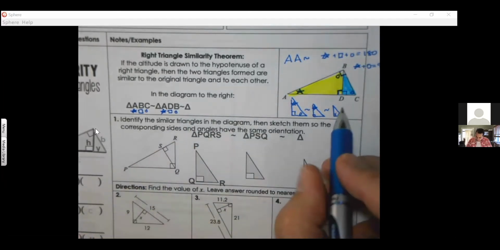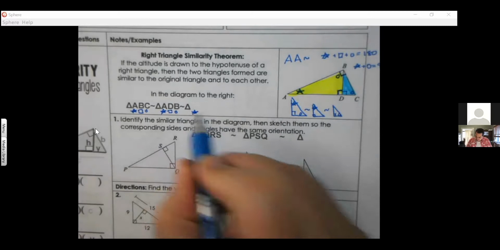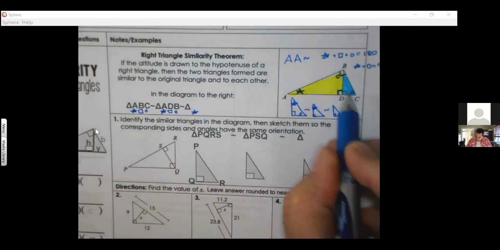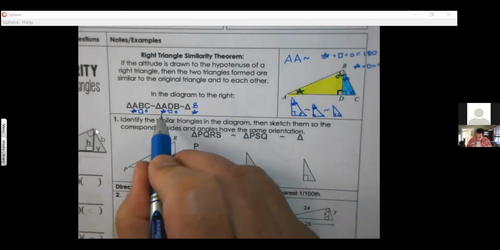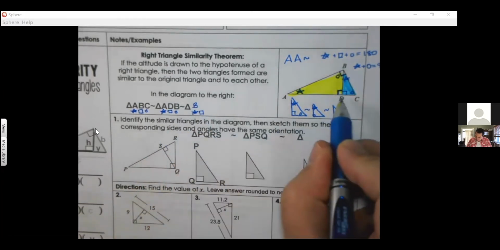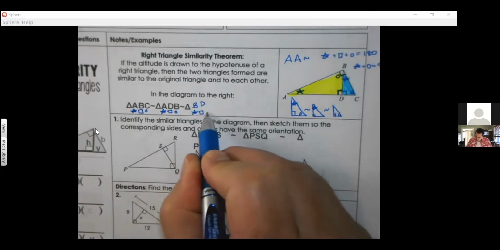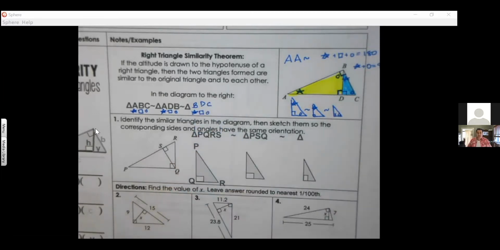And then in the smallest triangle, I need to start with the star. I've already got the right angle and the circle, so this must be the star up here. So I'm starting with B, and then I need to go to the right angle, D, and then the circle. So BDC. That's the triangle that's similar.